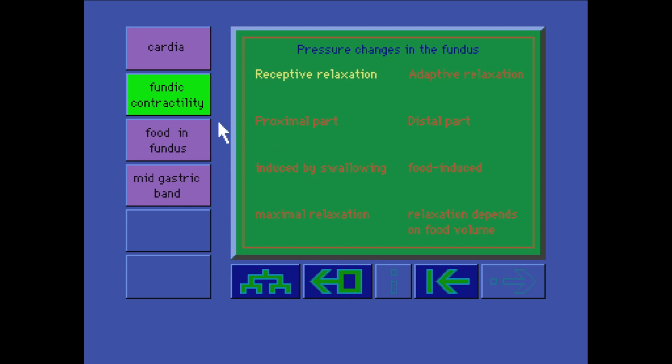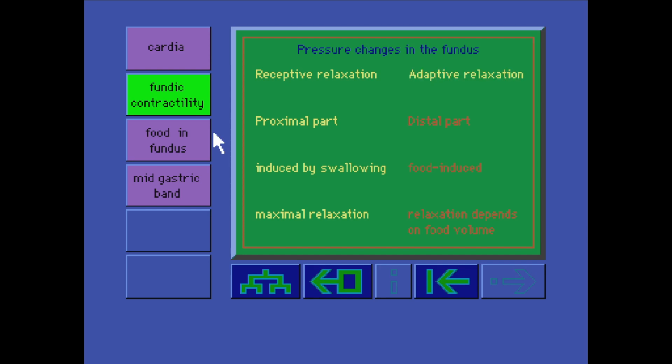Receptive relaxation occurs in the proximal part of the stomach. It is induced upon swallowing. So in fact, the fundus is ready to receive food by reducing the tone of the lower esophageal sphincter and cardia before the food gets there. Receptive relaxation will be maximal for every bolus of food entering it.